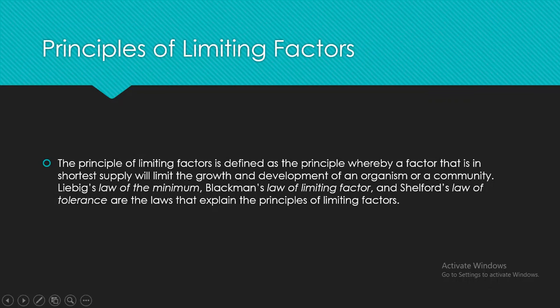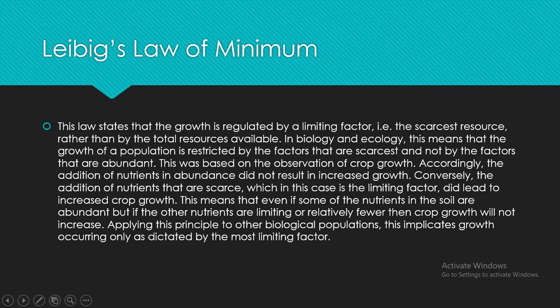Meron tayong tatlong scientist na gumawa ng mga principles for limiting factors. The first one is si Pops Liebig sa kanyang Liebig's Law of Minimum. This law states that the growth is regulated by a limiting factor, in example, the scarcest resource rather than the total resource available. So, sabi dito ni Pops, ang nag-limit sa growth ng isang population is yung pinakamadalang na resource na makukuha sa isang environment.